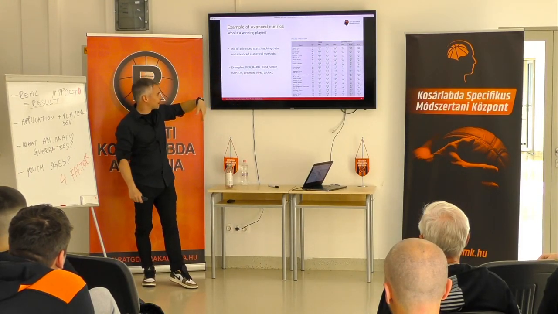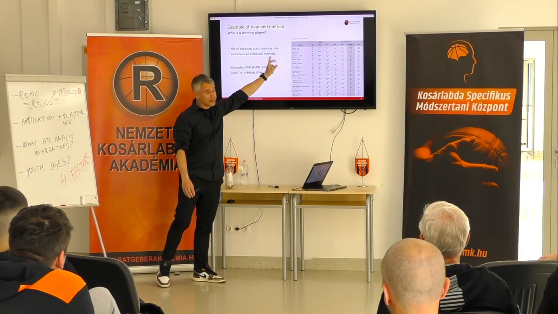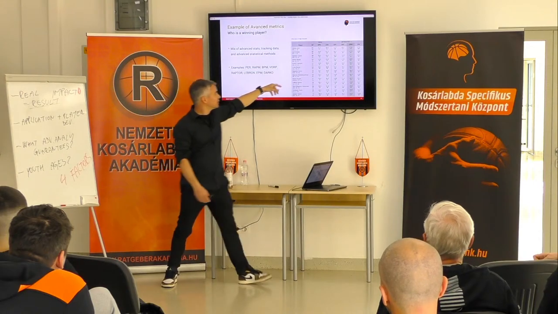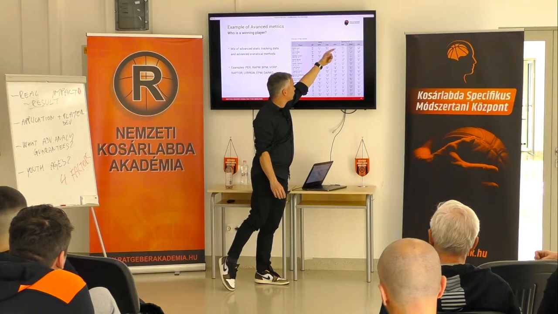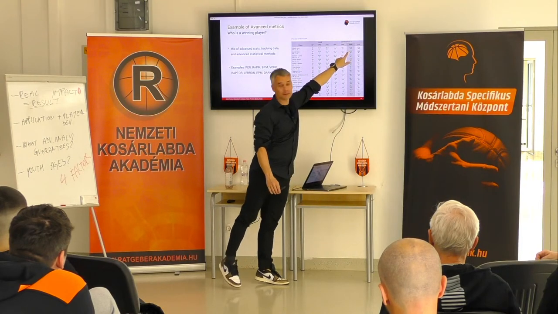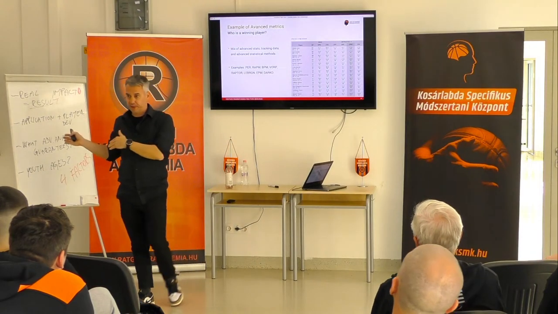I can show you some. This is, for example, from estimated plus minus. So you see the best players this year. Nikola Jokic, like you said, he has an estimated plus minus. So this is adjusted plus minus, not the ones pure from play by play.